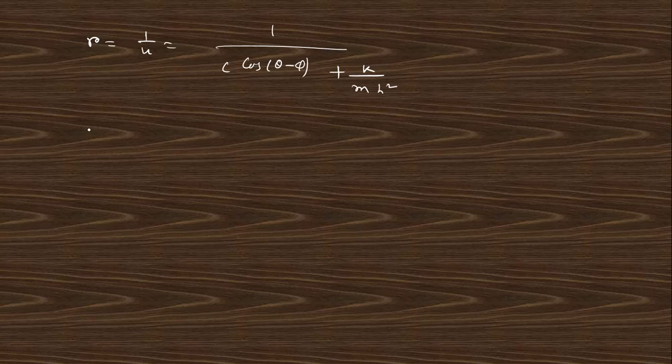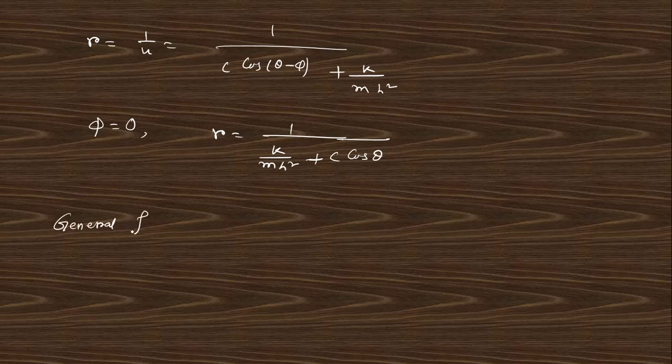So if we choose phi equals 0, then this equation will be like that: k by m h square, and this is c cos theta. And you can see here, this is equivalent to the general form of a conic.